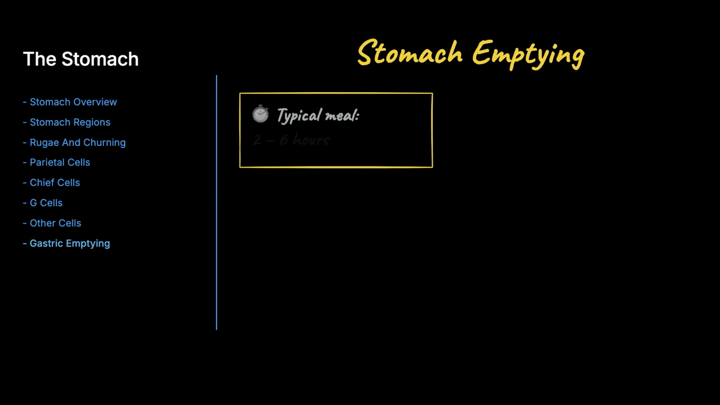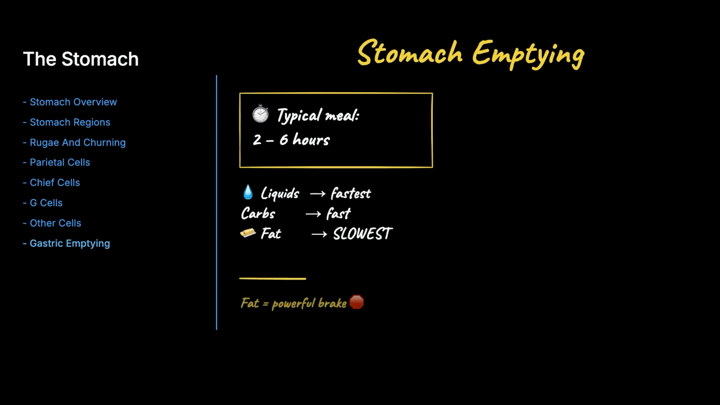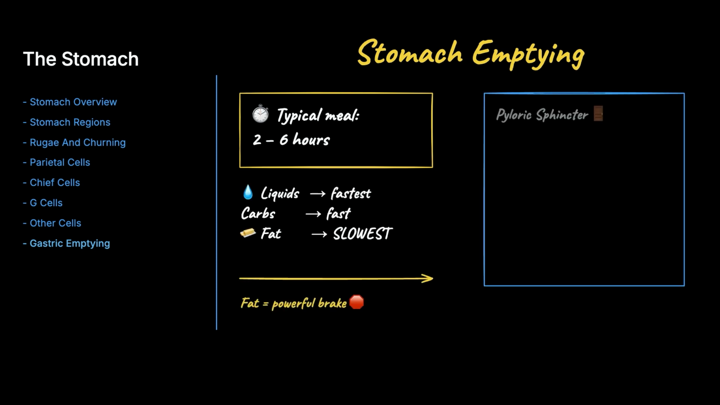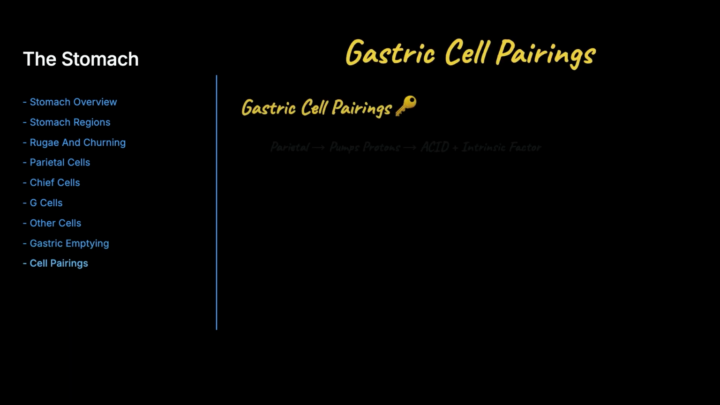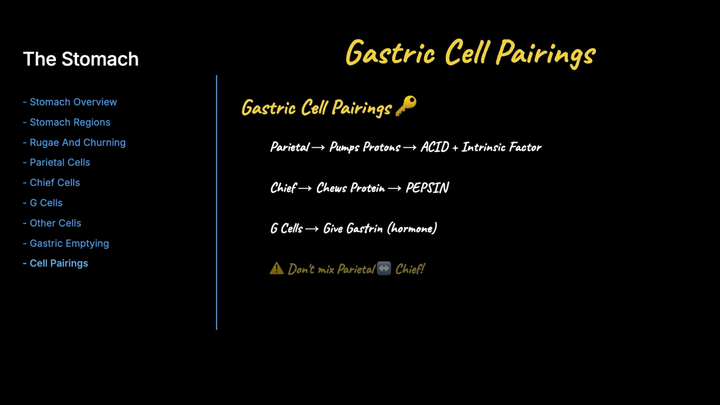How fast does the stomach empty? A typical meal takes 2 to 6 hours. Liquids leave quickly, carbohydrate meals empty fastest, and fatty meals slowest, since fat is a powerful brake. The pyloric sphincter opens just a little at a time, releasing small squirts so the small intestine is never overwhelmed by incoming acid. For your exam, lock in these pairings. Parietal pumps protons, meaning parietal cells make acid.